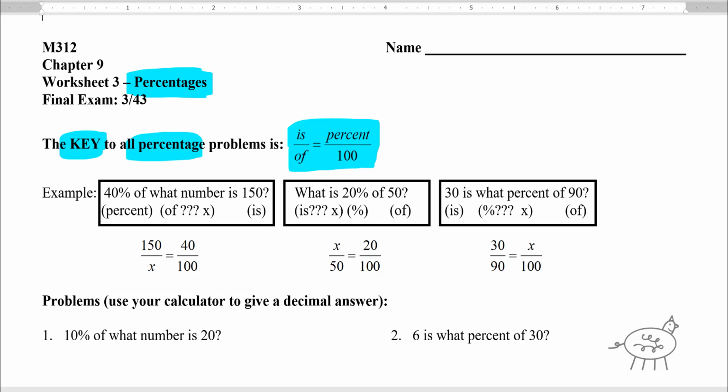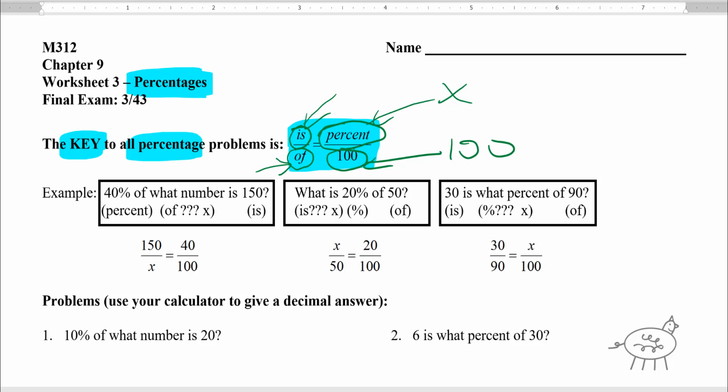You have to look for these key words: the word is, of, and percent. This is always 100. Always, always, always. All right? And then once you put the numbers in the right place, one of those locations, either the is or the of or the percent, will be your variable. That will be x. So that can either be percent, it could be is, or it could be of.